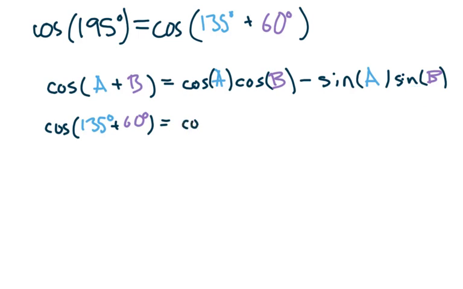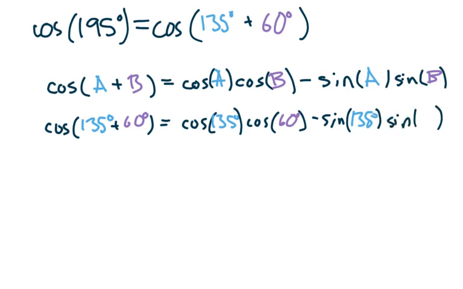Cosine of the first angle means cosine of 135 degrees. Cosine of the second angle means cosine of 60 degrees. So we get cosine of 60 degrees. And the sine of the first angle means sine of 135 degrees. And sine of the second angle means sine of 60 degrees. We see how we're substituting this angle in for this angle and this angle in for this angle? Great. Now once we've got that, we just need to evaluate.